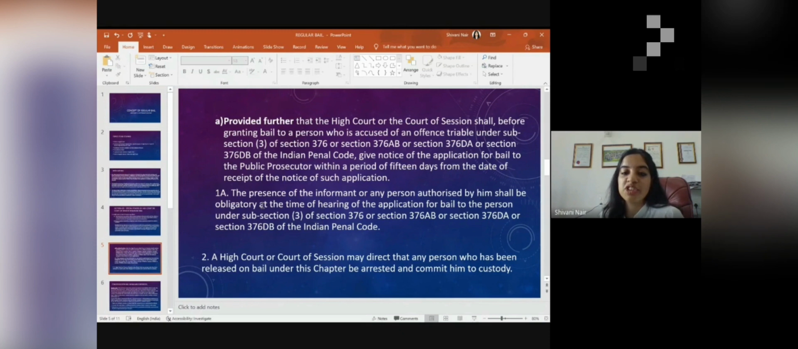When a bail application is presented before the court, in such a case, the informant or any person authorized by such informant will be present at the time of the hearing of the bail application for the person accused under subsection 3 of 376 or 376AB, 376DA, 376DB of IPC. The High Court or the Court of Session may direct any person who has been released on bail under this chapter be arrested and commit him to custody. Now, this talks about the cancellation of bail.